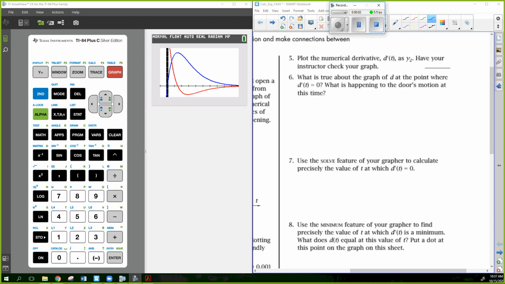Okay, so question number 6 here says, what is true about the graph of D? That's our original. So on our map picture, that's the blue one. At the point where the derivative graph equals 0.